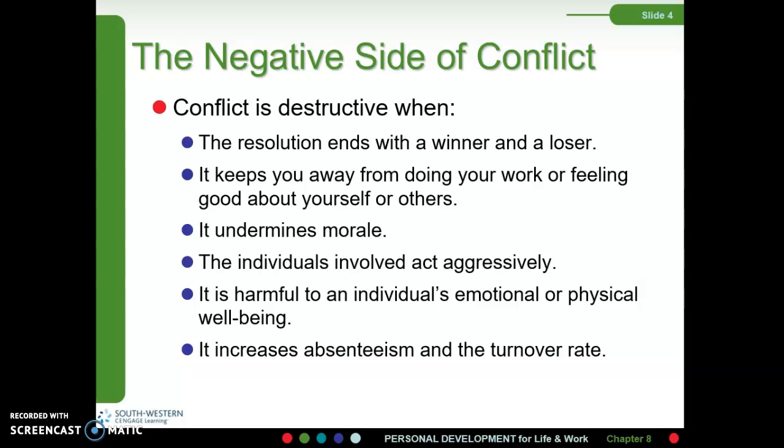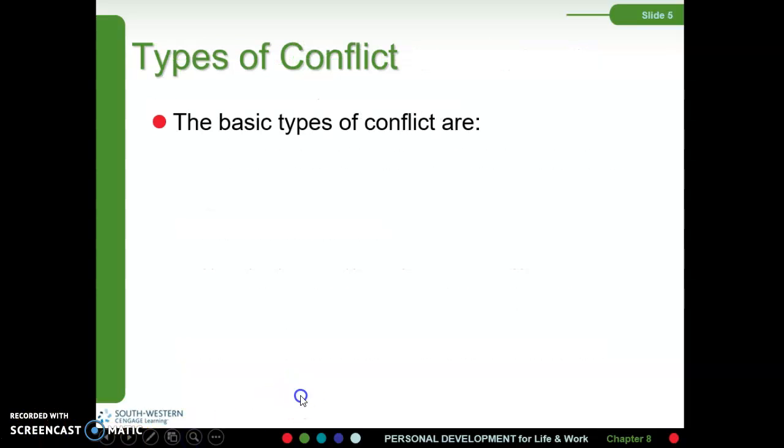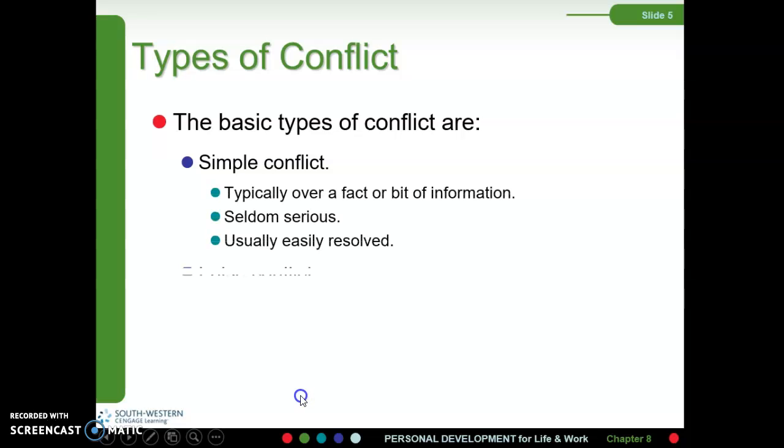The next slide. See here. There are types of conflict, and I will go over each one of them. And the first type of conflict is the simple conflict. This is something that can be just simple. It can be a bit of information that is not that serious, and you can easily resolve that type of conflict.